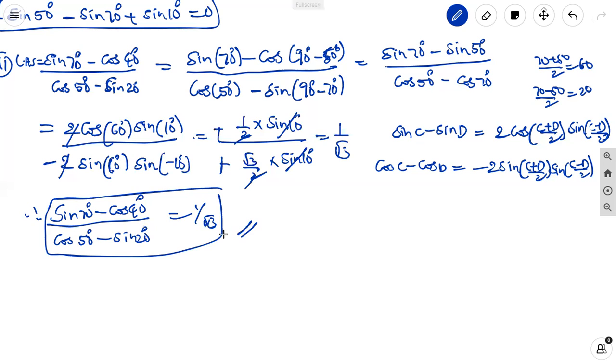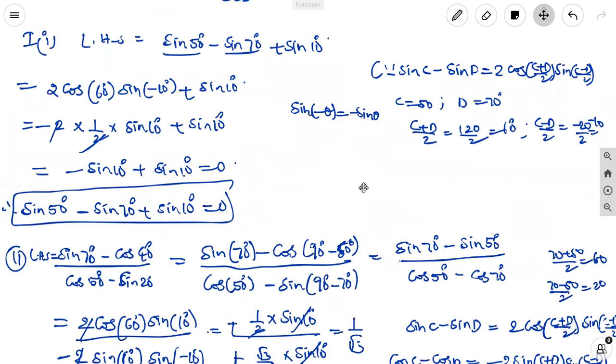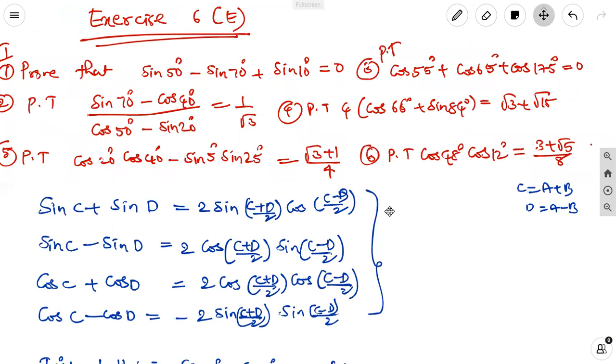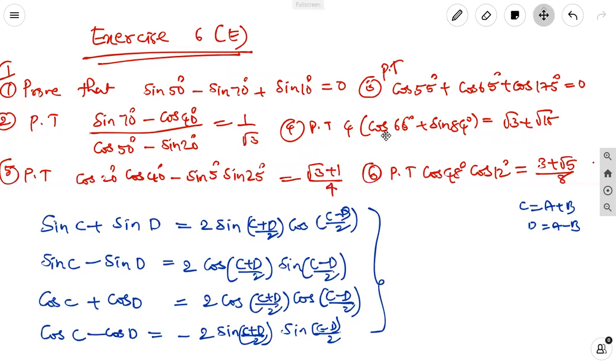The third one is the same. We are using the formula of cos C plus cos D. Again, we look at which one is common. If it is not common, we can convert into any known value and simplify, whichever is suitable.